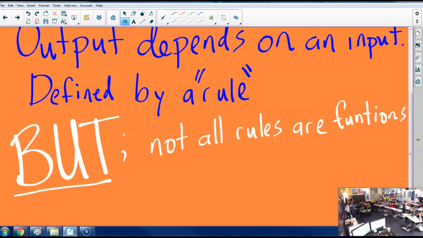Please make sure this is written down. Not all rules are functions. And we're going to look at why. For example, one rule that isn't a function is like x equals 2, or like x equals y squared. We've got a few options and we'll talk about some of them. These rules are not functions.